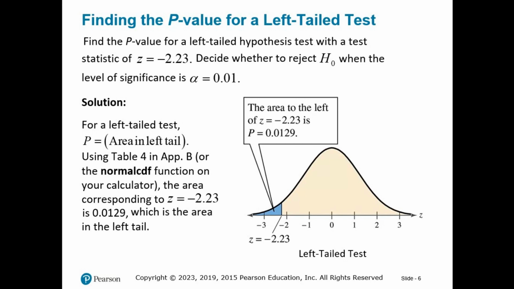And that's how you should approach all of these. Find the area, and ask if it's smaller than the significance level in decimal form. If it's not, fail to reject. If it is, reject. Okay, let's do another.